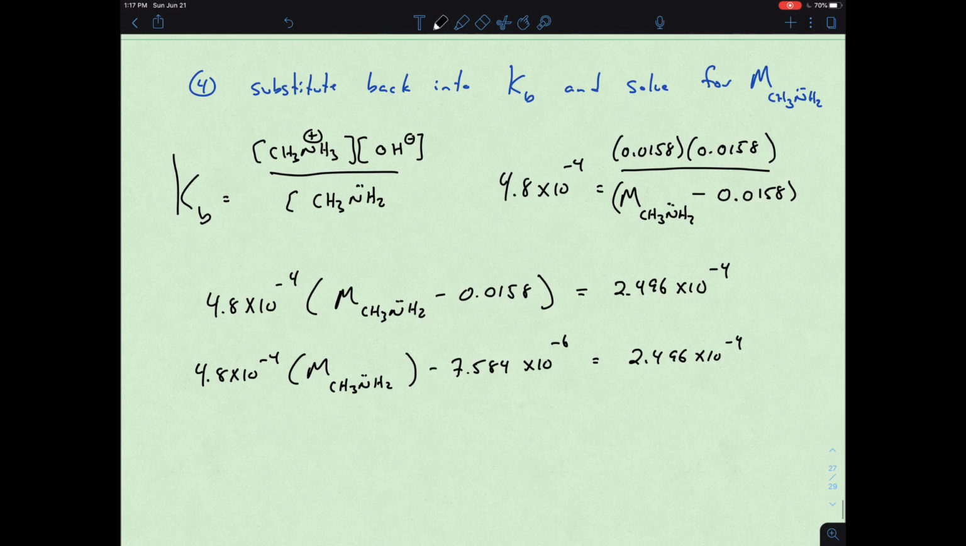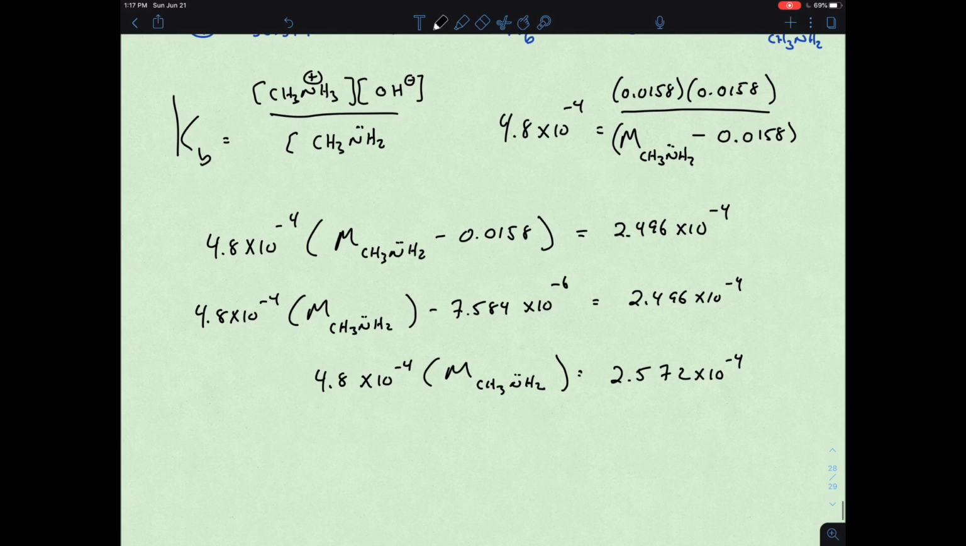We want to collect like terms. So our 4.8 times 10 to the negative fourth times that molarity is equal to 2.572 times 10 to the negative fourth. And our molarity at the end is equal to 0.5358 molar. So that's the initial concentration that we actually have for the methylamine.